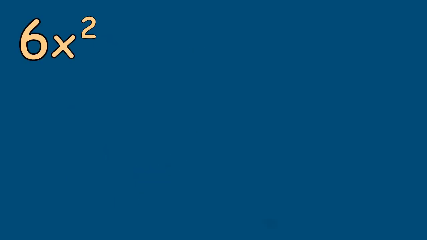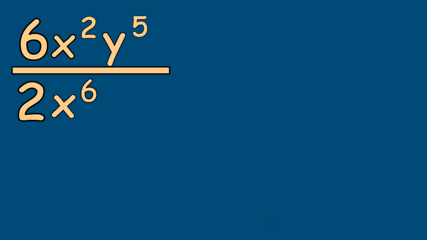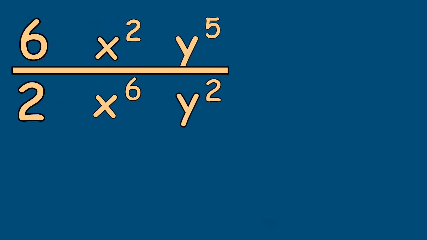6x squared, y to the 5th power, over 2x to the 6th power, y squared. This problem is slightly different because one of the exponents in the denominator is larger than the exponent in the numerator. The process is still the same, though. We are going to look at each part of this problem separately.